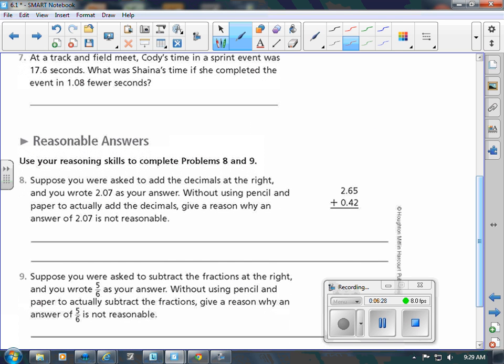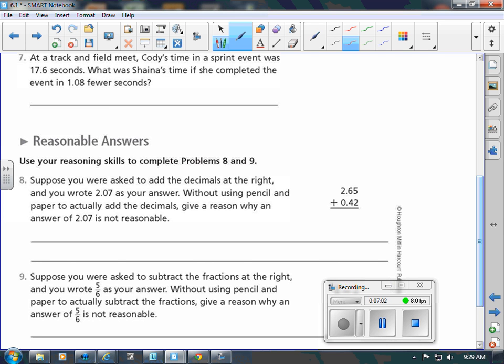This is some reasonable and unreasonable. So let's look at these. Okay, suppose you were asked to add the decimals at the right and you wrote 2 7/100 as your answer without using a pencil and paper to actually add the decimals. Why is that not a reasonable answer? Well, if you look at the tenths place value, 6 plus 4 is going to be a whole. So somehow they didn't carry. So that's why it's not reasonable. Okay, 4 tenths and 6 tenths makes 1 whole.